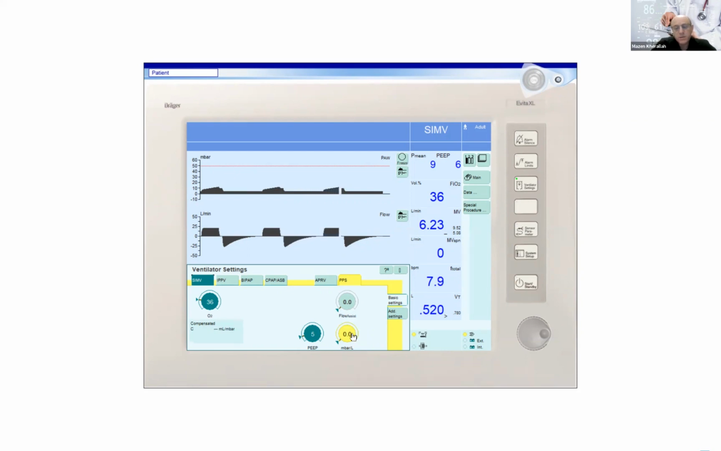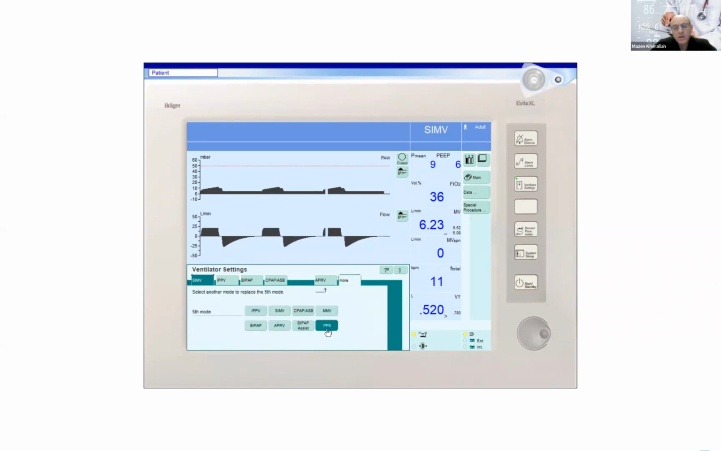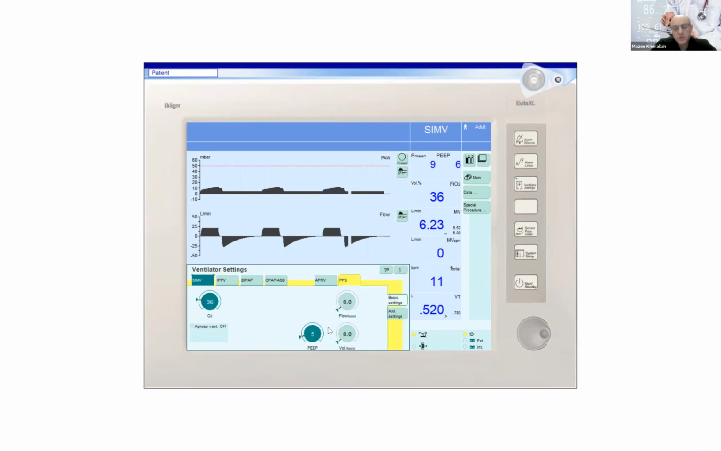This is on Dräger, and as I said, it is different on Dräger than Bennett. On Bennett, it's called PAV+, which stands for proportional assist ventilation. So we're going to see the PPS first on Dräger, and then we're going to present a screenshot for PAV. So let me admit others. As I said, I don't have assistants today, so I'm trying to admit everyone myself.